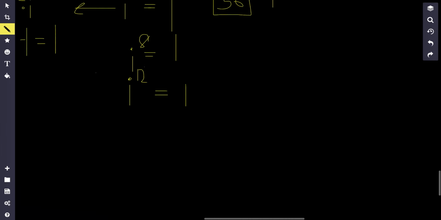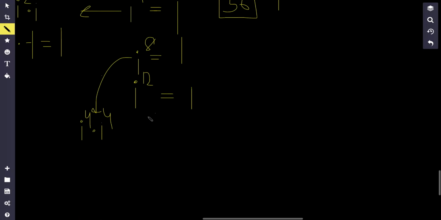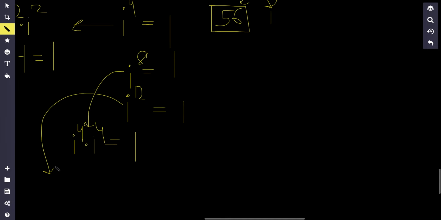And the reason why is because, well, I to the 8th, I can break this up into I to the 4th times I to the 4th. And we know I to the 4th is just going to be equal to 1. So this is the same thing as 1 times 1, which is just 1. And I use the same logic for I to the 12th. I just break this up into I to the 4th times I to the 4th times I to the 4th.